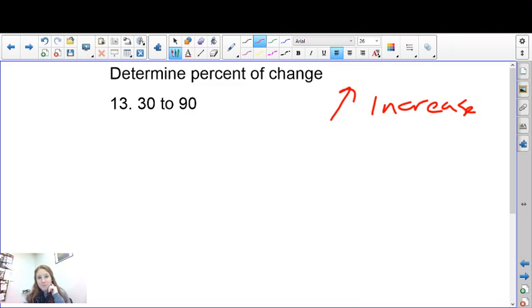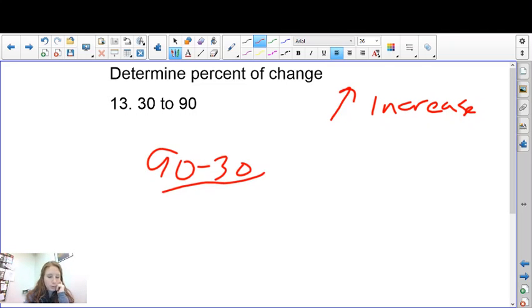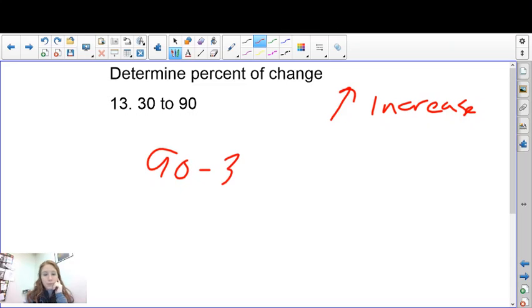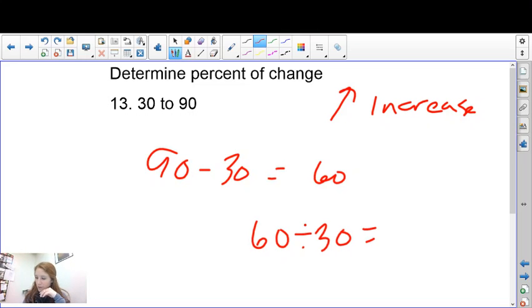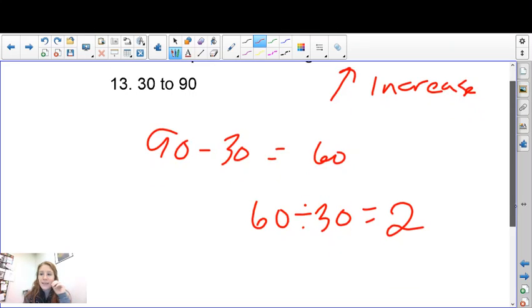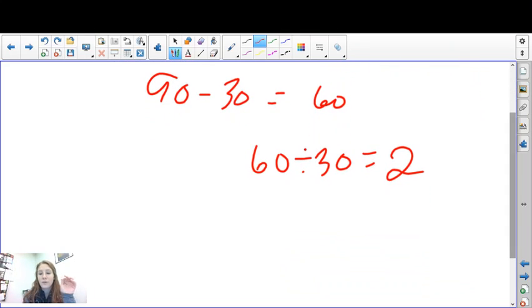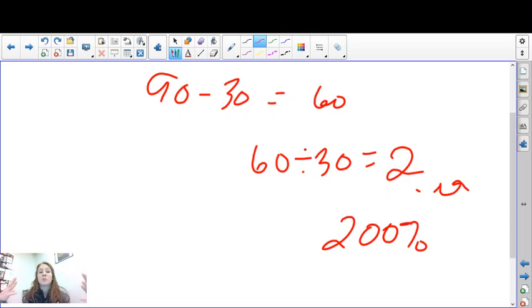Oh, man. So I take the difference between them, which gives me 60. And then I take that 60 and divide by the original. 60 divided by 30 gives me 2. And again, that's not 2%, that's 2 as a whole, as a decimal. So then I have to turn it into a percent by moving it to the right twice. So it should be 200%. So my answer is C.